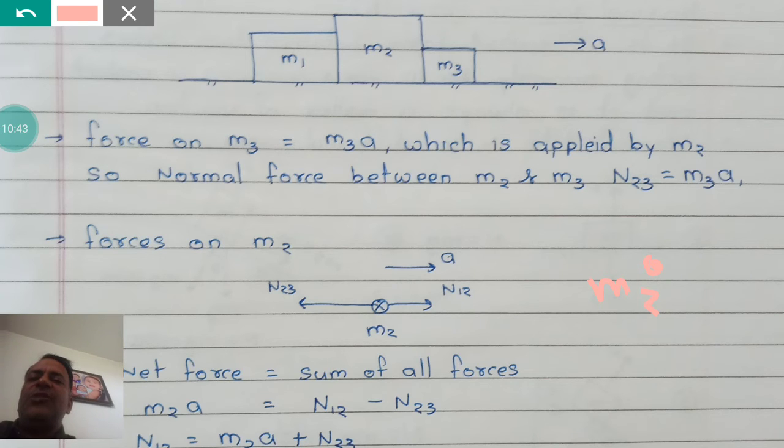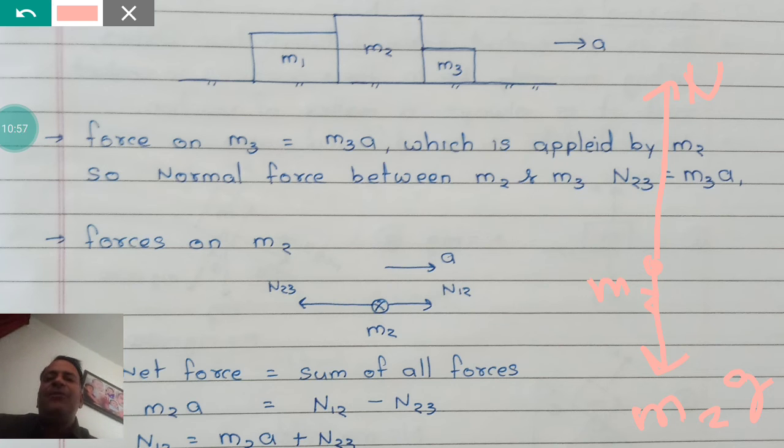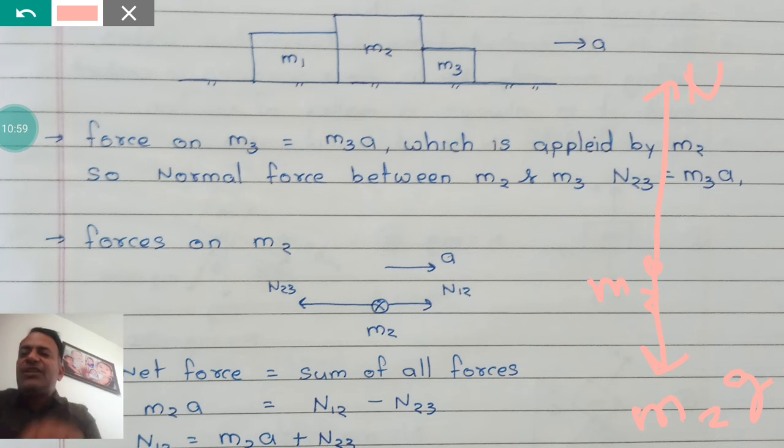We draw all the forces that we know. One is in the downward direction, that is the gravitational force. How much will this be? M2 into G. There will be a normal reaction force in the upward direction, that will be N. Now N and M2G will be equal. This is the Y direction. Clear?